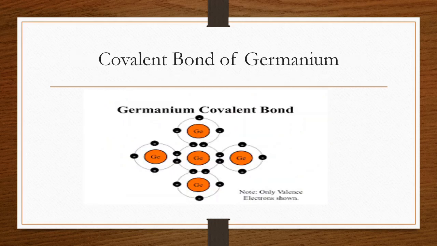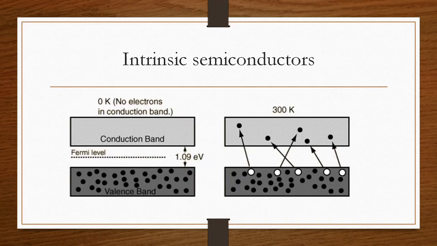Here the figure shows the covalent bond of germanium. The energy required to break a covalent bond and set an electron free is equal to the band gap energy. It is about 0.72 electron volt for germanium and 1.1 electron volt for silicon. When an electron acquires energy, it moves from the valence band to the conduction band.